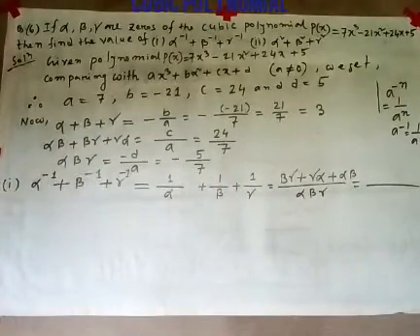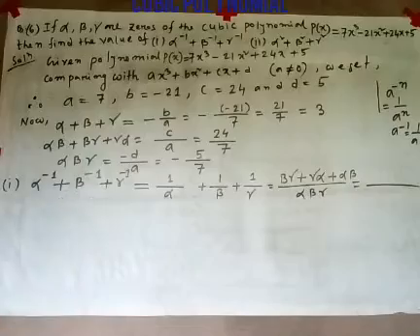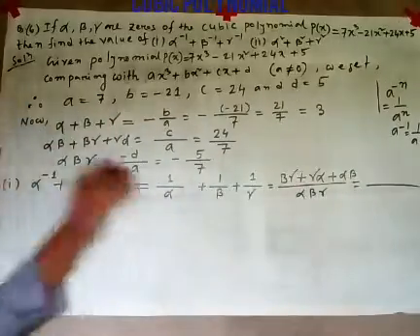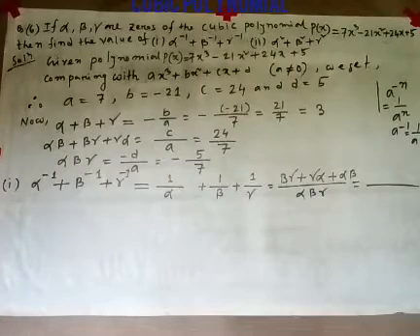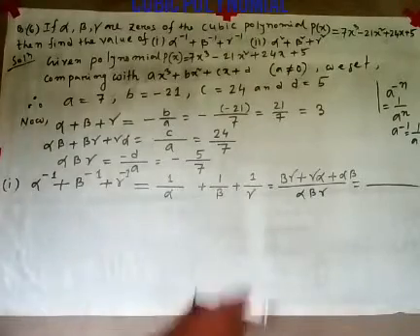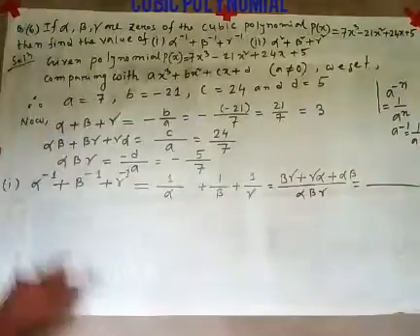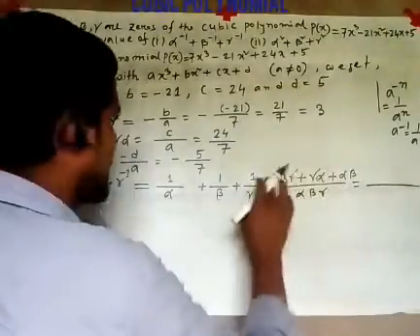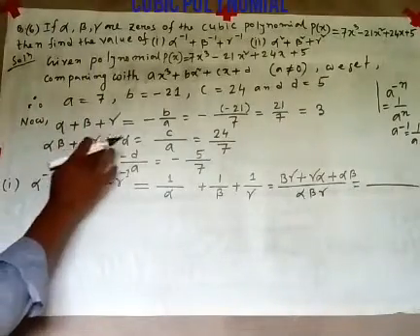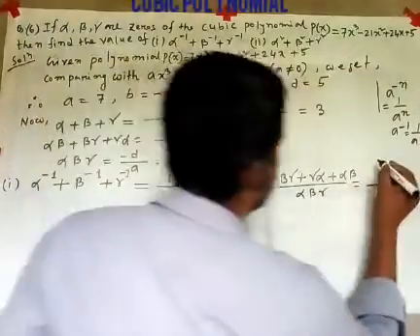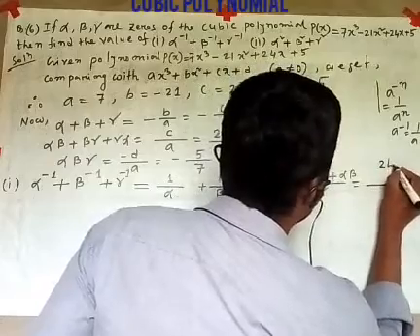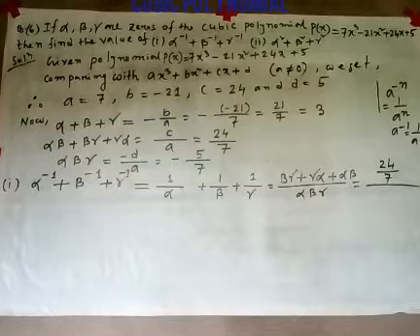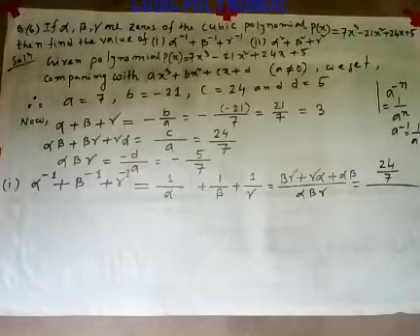If the position is not the same, also no problem because the symbols are the same. Here also plus, here also plus. If the position of the variables is not the same, then no problem. So beta gamma, gamma alpha, alpha beta means alpha beta, beta gamma, gamma alpha, same because the symbols are the same only. So the value of alpha beta, beta gamma and gamma alpha we are getting 24 by 7. So we can write here 24 divided by 7.